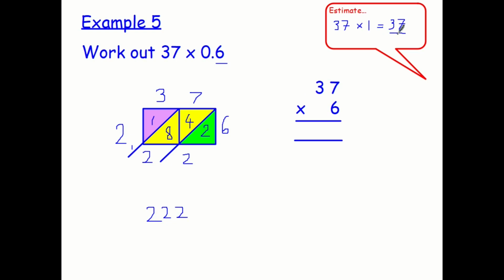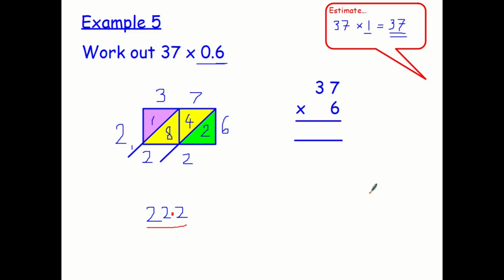But my estimate was 37. But remember, multiplying by 1 gave me 37, but I'm multiplying by less than 1. So what's a number that is less than 37? Well, the only number I can see that's less than 37, by putting the decimal point in, is there, 22.2. Does it seem reasonable? Yeah, because I'm multiplying by a number less than 1.